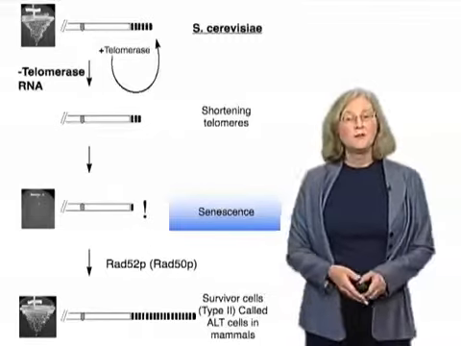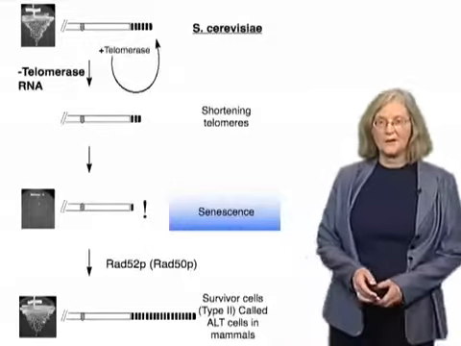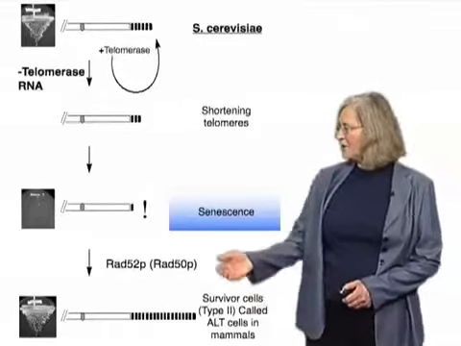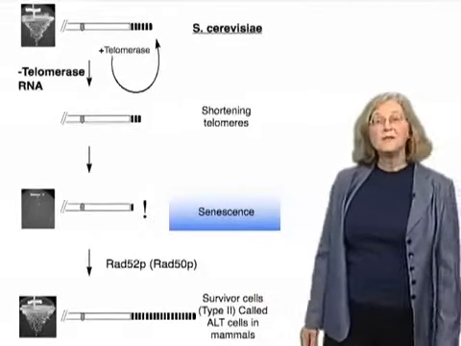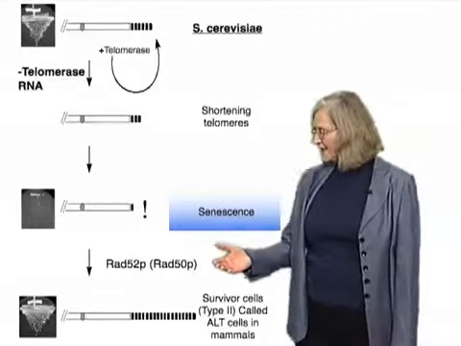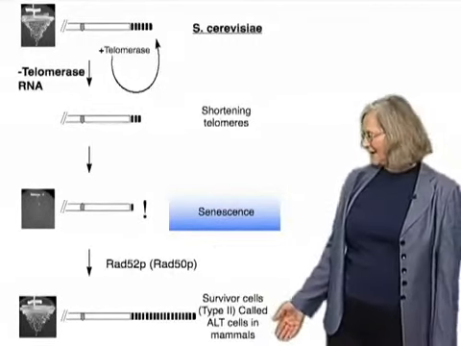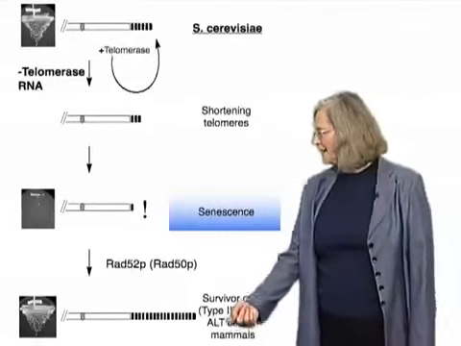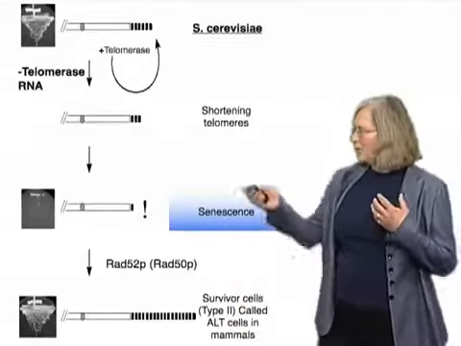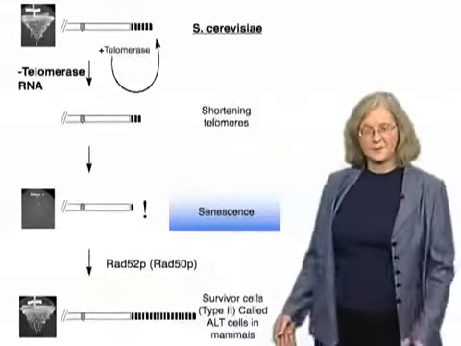What are RAD52 and RAD50? These are in the homologous recombination pathway. They're needed for recombination, and therefore, to get survivors requires recombination. Similar phenomena have been seen in mammalian cells. They have been less well characterized genetically, but similar survivor cells have been seen, and they're called ALT cells in mammals, for alternative lengthening of telomeres. Without telomerase, most cells go through senescence, but rare cells can survive.